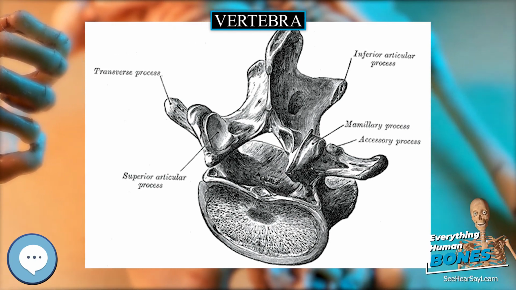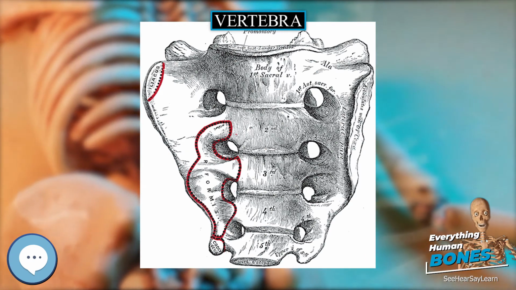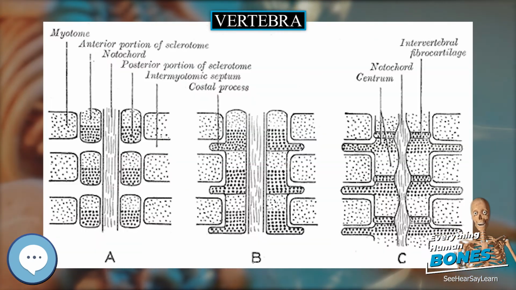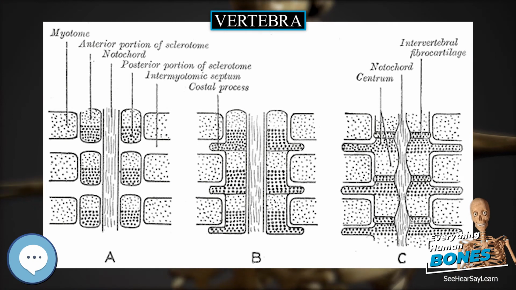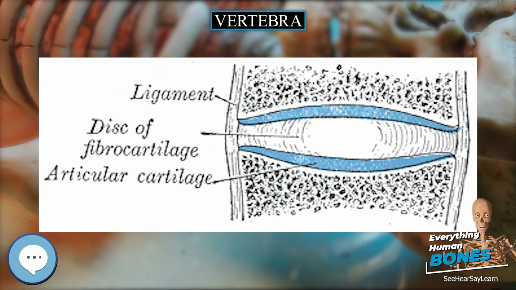Procoelous vertebrae feature a spherical protrusion extending from the caudal end of the centrum of one vertebra that fits into a concave socket on the cranial end of the centrum of an adjacent vertebra. These vertebrae are most often found in reptiles, but are found in some amphibians such as frogs.